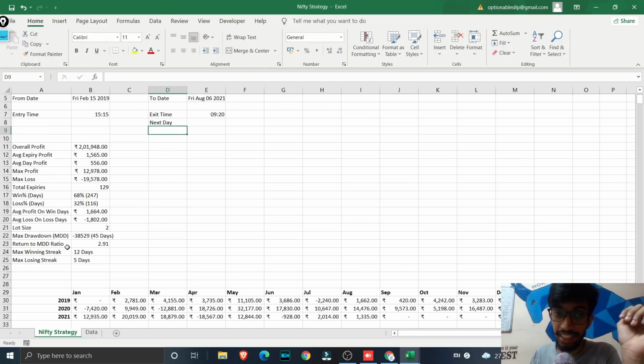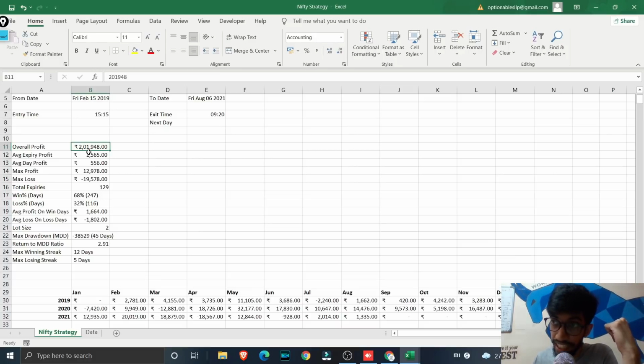When I repeat this over and over again, you can see that overall, over the course of 2019, 20, 21, 3 years, just by one lot, I'm just talking about one lot, it would have given you a profit of 2,01,948 just by doing this with one lot.